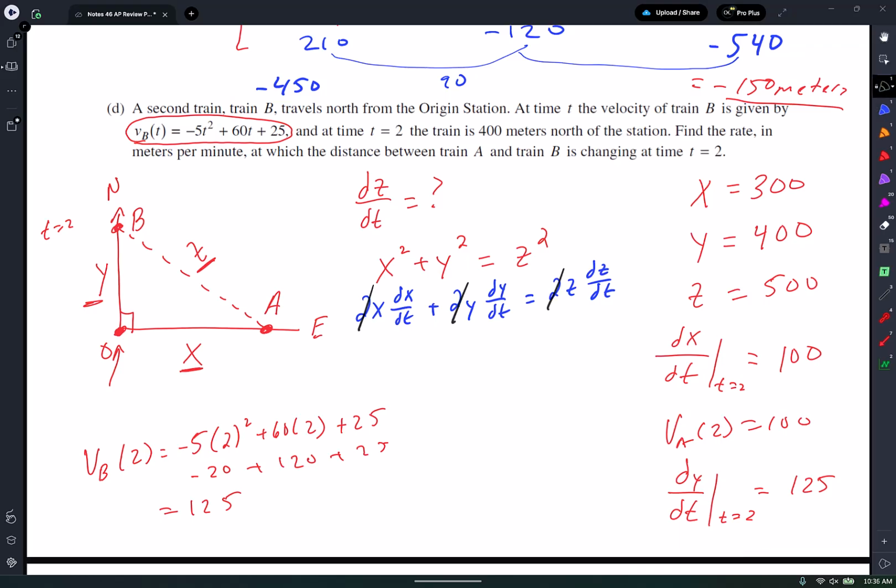I think it is easier, this is just my opinion, everyone has their difference. Physics teachers want to isolate the dz dt. Also, some math teachers. I think it's just easier to plug in and solve for dz dt. So what was my x? 300. What was dx dt? Plus, what was my y? What was my dy dt? Equals z, which is over dz dt.